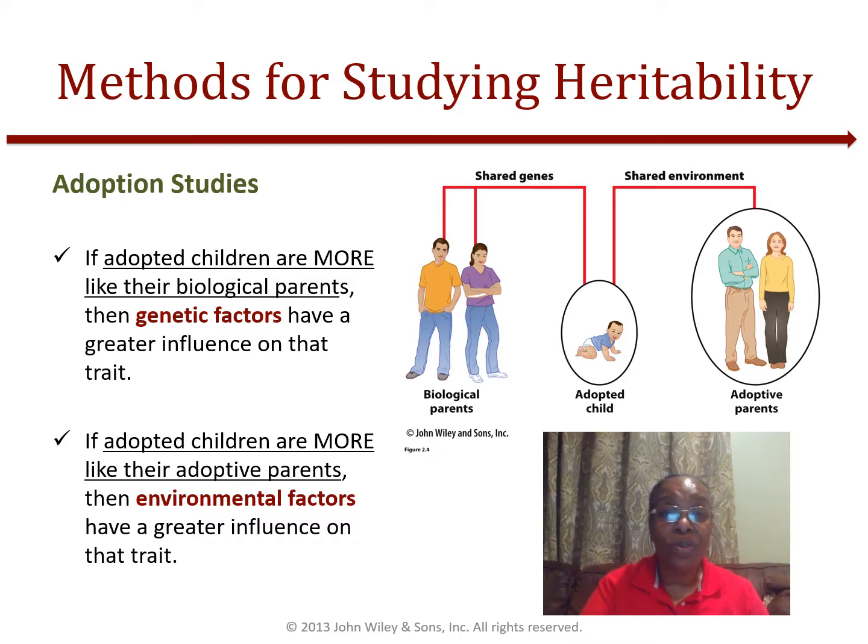So in the slide here, you can see where it's talking about how shared genes, as well as a shared environment from the biological parents as well as the adoptive parents, can show some type of influence on behaviors. Genetic factors would have the greater influence on a particular trait, such as depression or the level of aggressiveness, but the environmental factors, which would come from the adoptive family, would also have a greater influence on that trait.